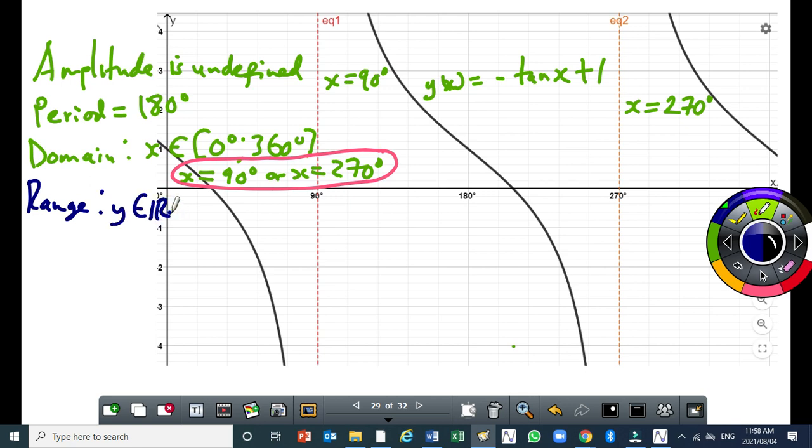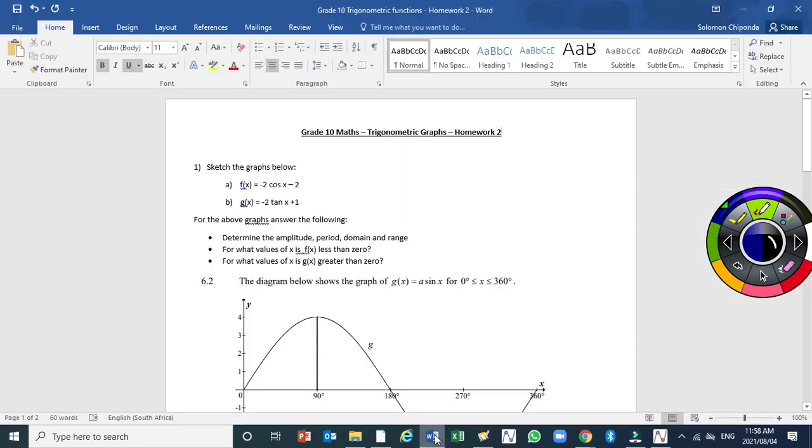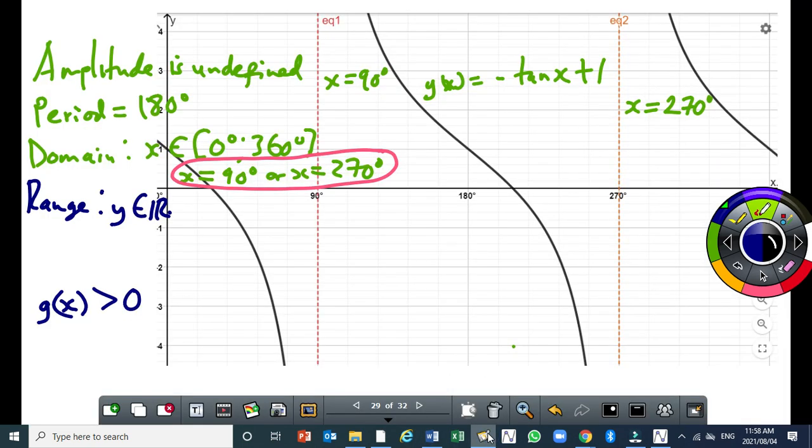Okay, then the next question which we had was, for what values of x is g of x greater than 0? Right? For what values of x is g of x greater than 0. Okay, now to determine the answer here, if g of x is greater than 0, it means we want the y values to be above the x-axis, all right?